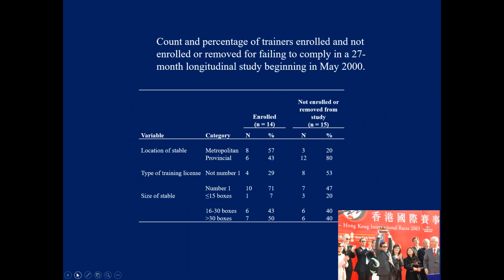And one of the ways that we can't remove it, but it can be useful to explore, and this comes from my PhD, where we compared those that were enrolled with those that were removed from the study early for poor compliance or chose not to participate. So we had some key values that we could measure, and we just compared them.